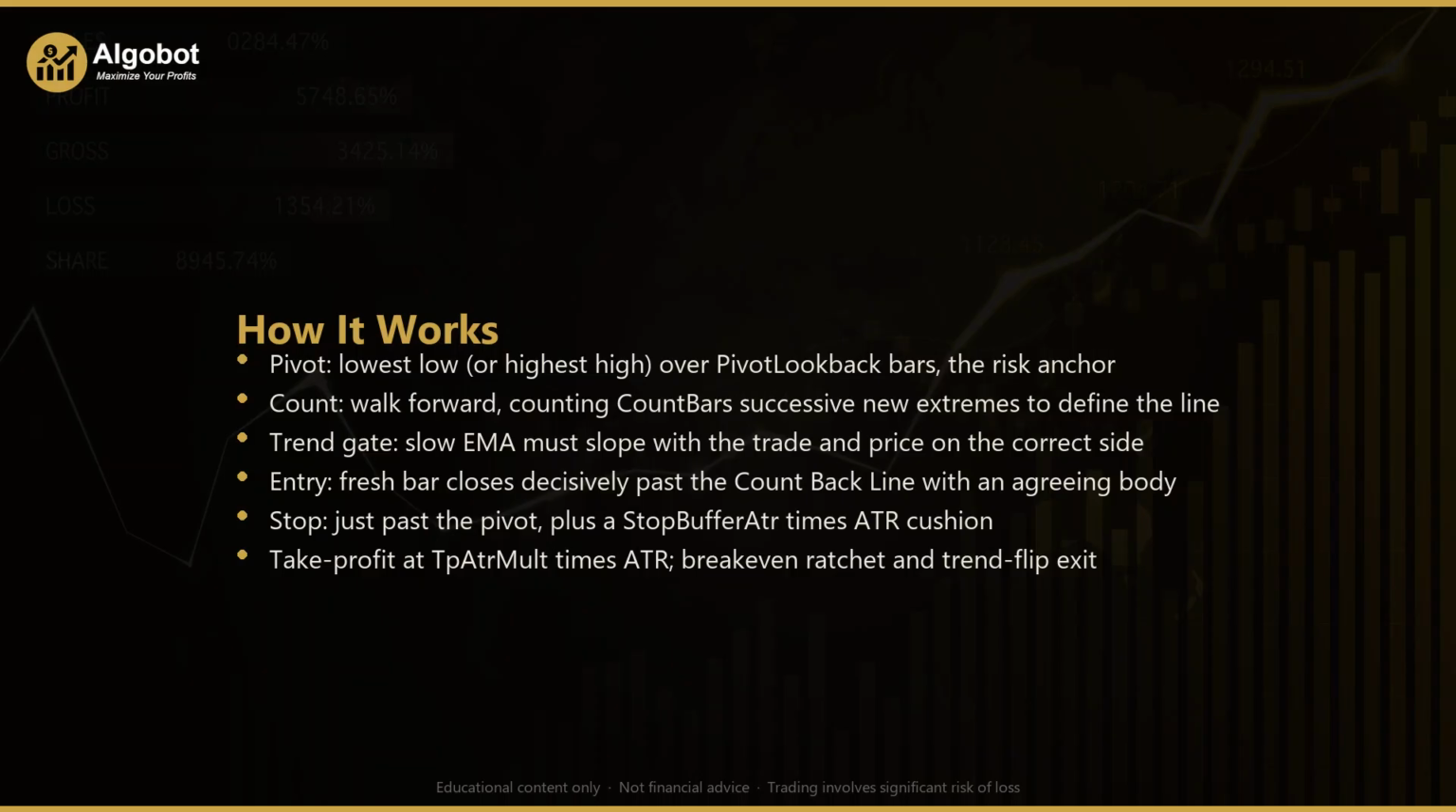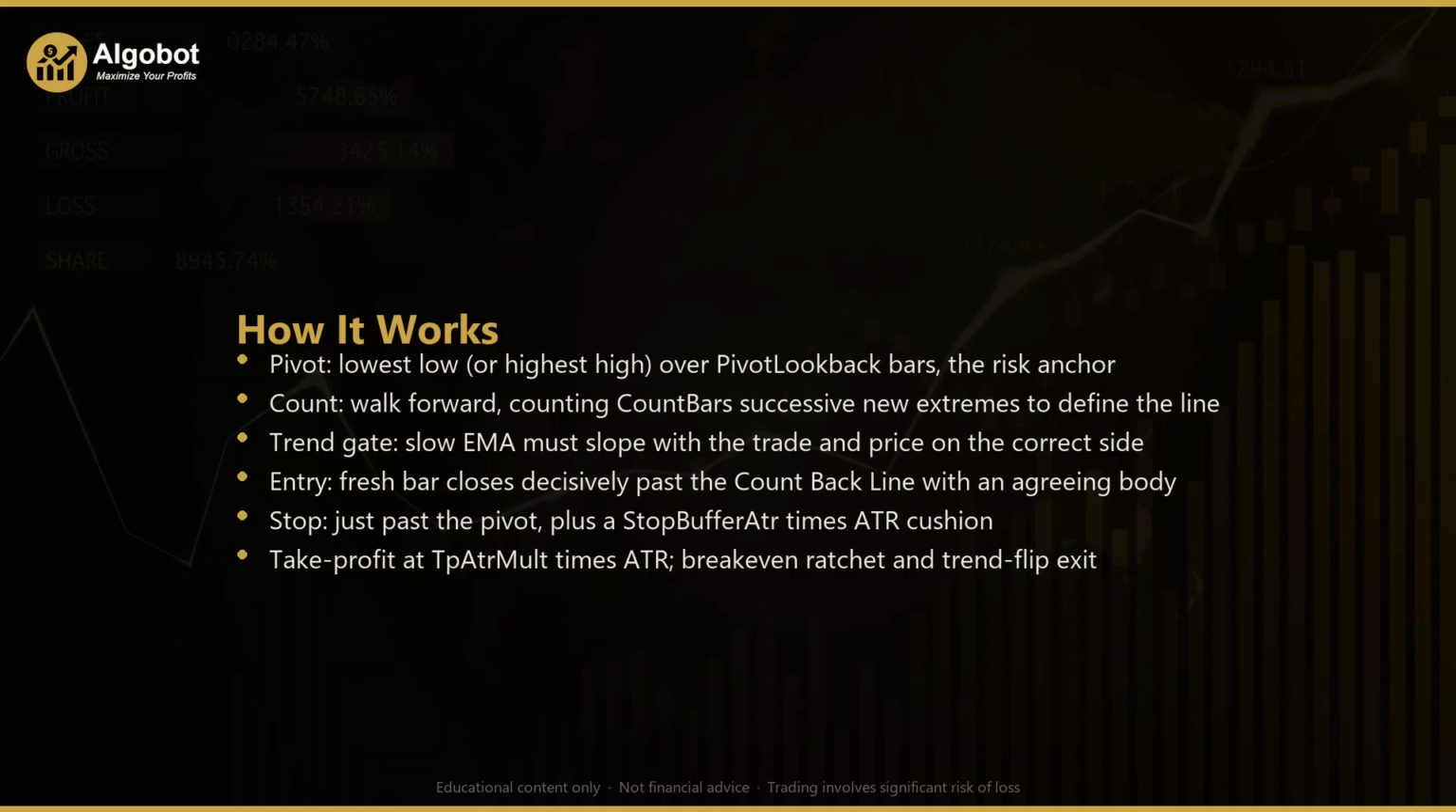The fourth step is the entry itself. The bar that just closed must be the fresh bar that pushes above the count backline. Specifically, the previous bar was still at or below the line, and this bar closes above it by a decisive margin, that margin being the break buffer times ATR. The bar must also have a bullish body, meaning it closed above its open. Because only the crossing bar qualifies, the EA avoids chasing a move that's already extended.